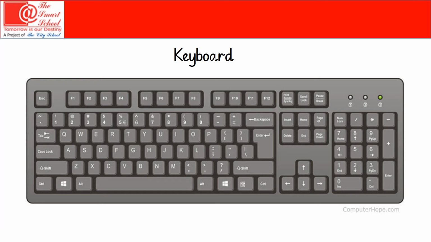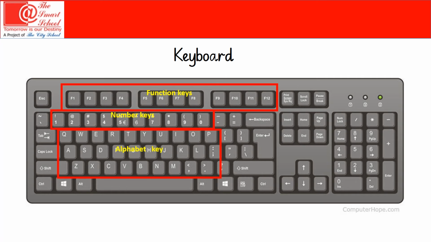Okay, students, can you identify which row of the keys of the keyboard are function keys? Correct. You have selected the right keys. These keys are called function keys. Now tell me which keys are called number keys. You're right again. This row of the keys is called number keys. Now, can you tell me which keys are alphabet keys? Right again. These keys are called alphabet keys.